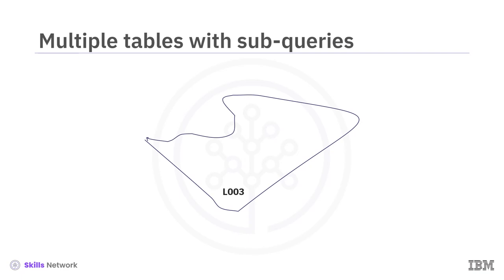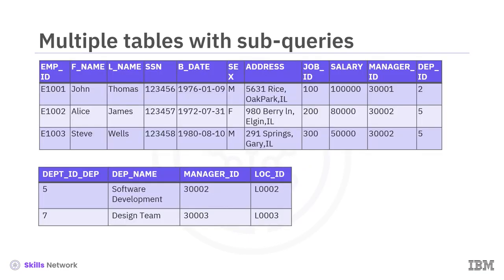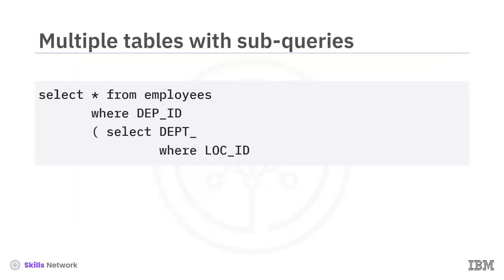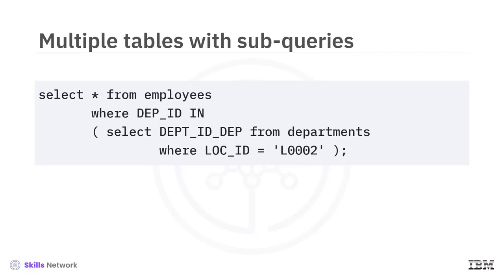Let's say we want to retrieve only the list of employees from a specific location. We do not have any location information in the employees table, but the departments table has a column called location ID. Therefore, we can use a subquery from the departments table as input to the employee table query as follows. Select star from employees where department ID in (select department ID from departments where location ID equals L0002).